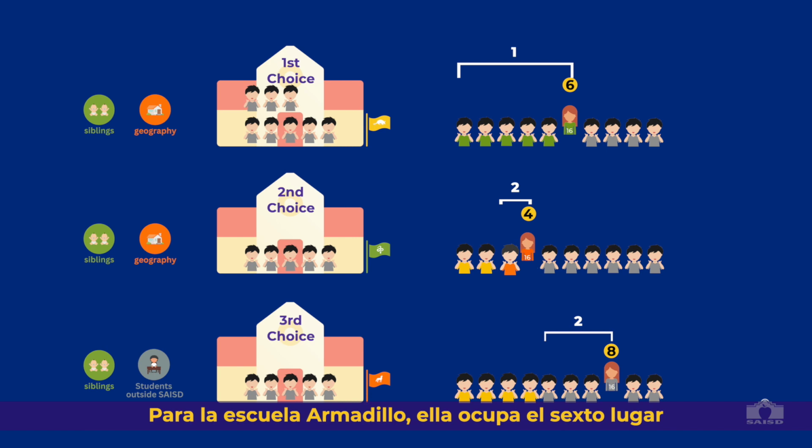For Armadillo School, she is 6th in line and part of priority group 1, siblings. For Rattlesnake School, she is 4th in line and part of priority group 2, students living in the district. For Coyote School, she is 8th in line and also in the 2nd priority group. The 3rd priority group is for students living outside of SAISD. Now we know where Hannah is in each line.